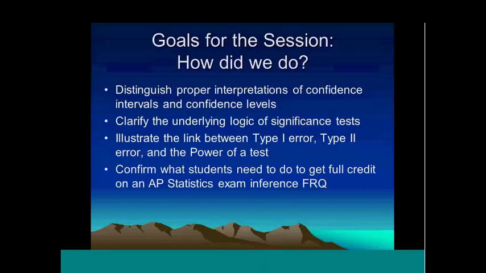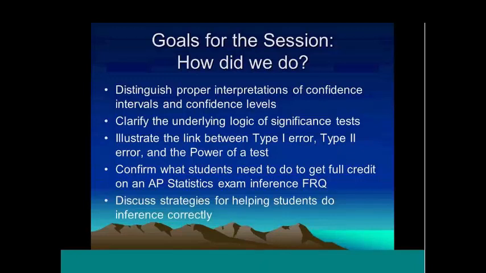Also showing you the four things that students really need to do for those four points on the inference questions for those FRQs. And then talking a little bit about strategy, how we would teach students along the way to do inference correctly. So that means focusing on interpreting the confidence interval, with confidence level being a separate issue, using the four-step process to organize their work, and using technology as a tool to help them avoid calculation errors, even though it comes with a little bit of a risk.